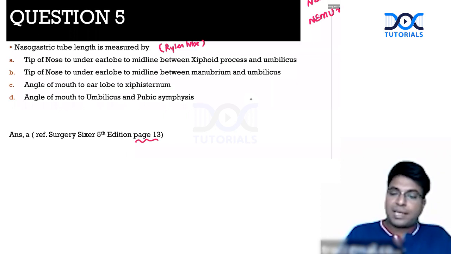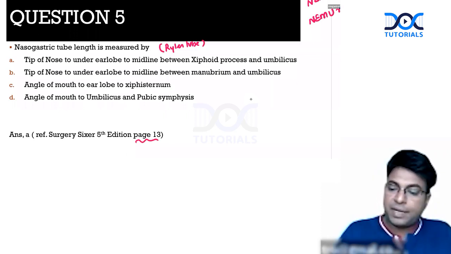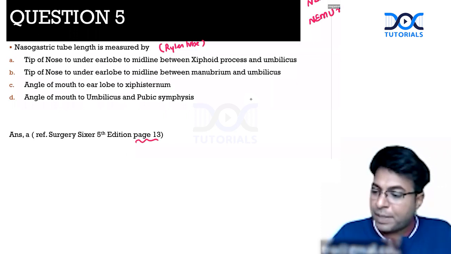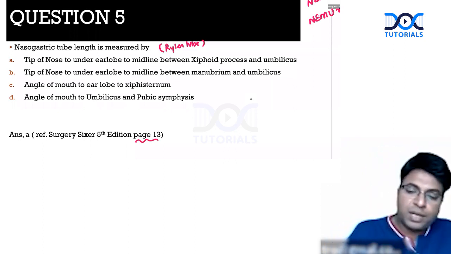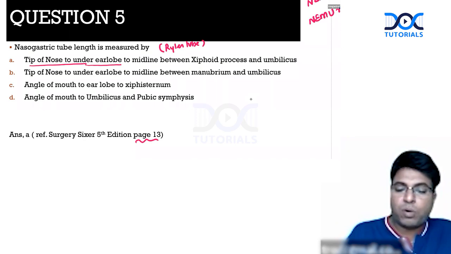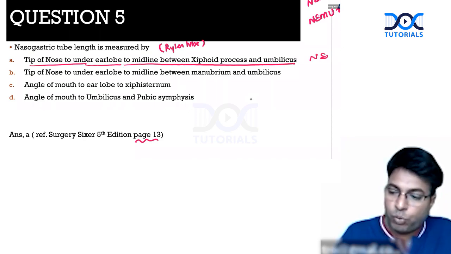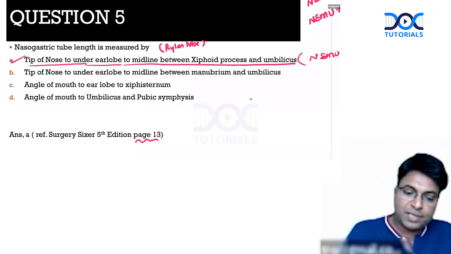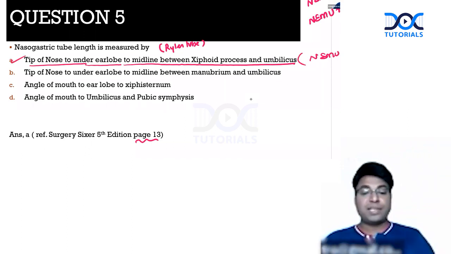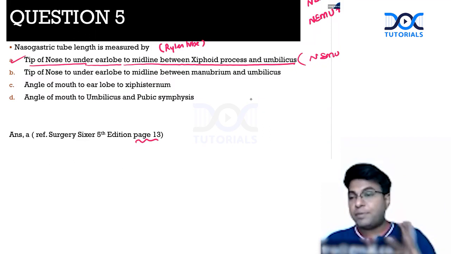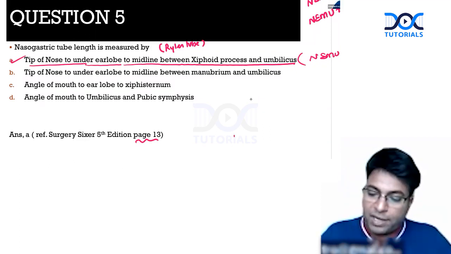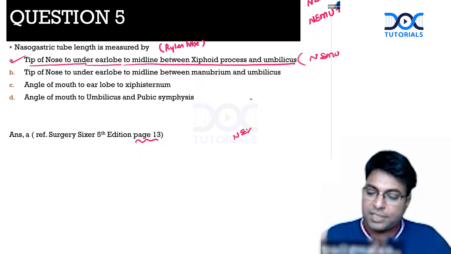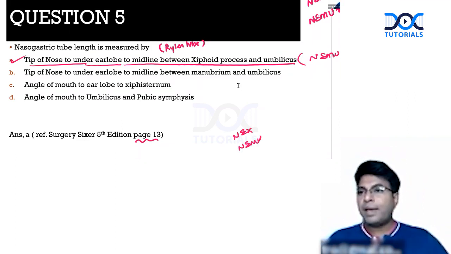In this question, luckily we had only NEX. They didn't ask about NEMU. So I went for NEX, though they don't mention whether it is pediatric or adult. Tip of nose to earlobe to midline between xiphisternum and umbilicus is as per the NEMU rule. This is correct, so the answer is A. It's a simple, straightforward question. All the other choices are absolutely wrong, so we directly went for A. NEX is used for adults, NEMU is used for children. That's the rule. Simple two rules for Ryle's tube.